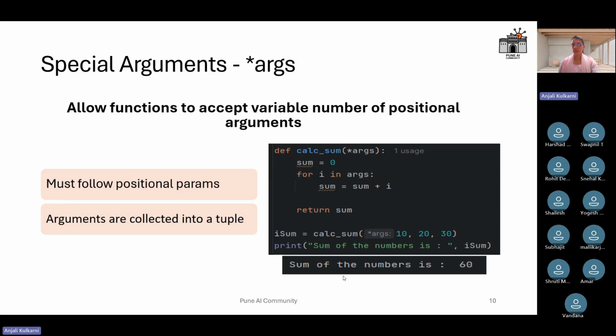So you see here, this is the output. And now you get the addition of all of these numbers. Next time you could call this calc sum with more arguments or fewer arguments. The function block will still perform the way it performed earlier. So this is about the special argument star args, when you do not know what kind of or how many values are going to get passed to your function.